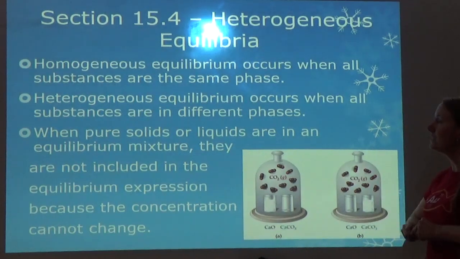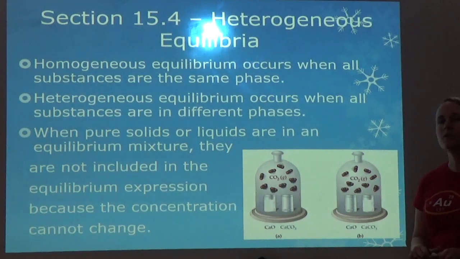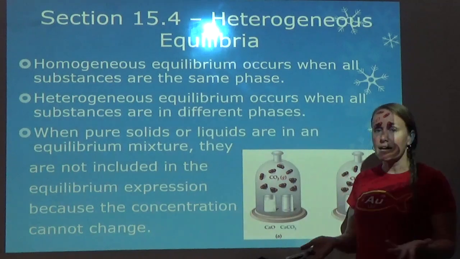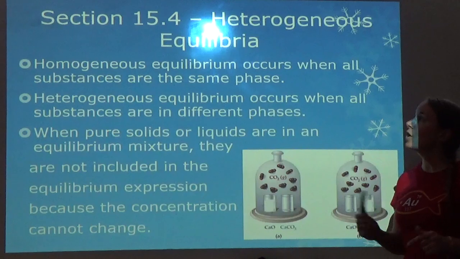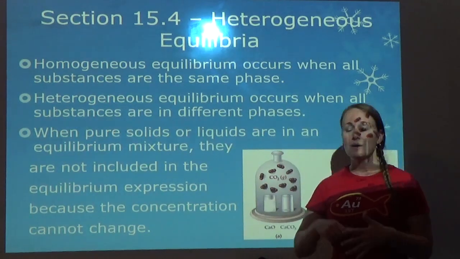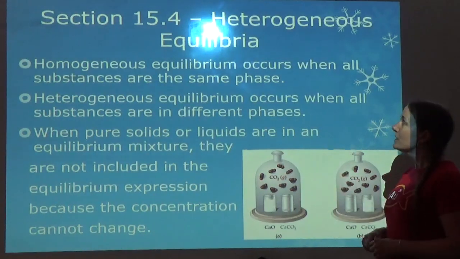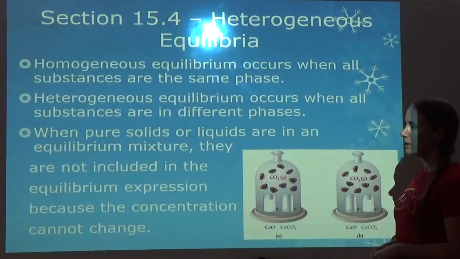So now we got to start talking about when things cannot be included in the equilibrium expression. Because right now we've been including all the products and all the reactants, but that's not always the case. Homogeneous equilibrium occurs when all substances are in the same phase. So they may all be aqueous, they may all be gas. Heterogeneous equilibrium occurs when substances are in different phases. So you might have liquid, solid, gas, aqueous, whatever.